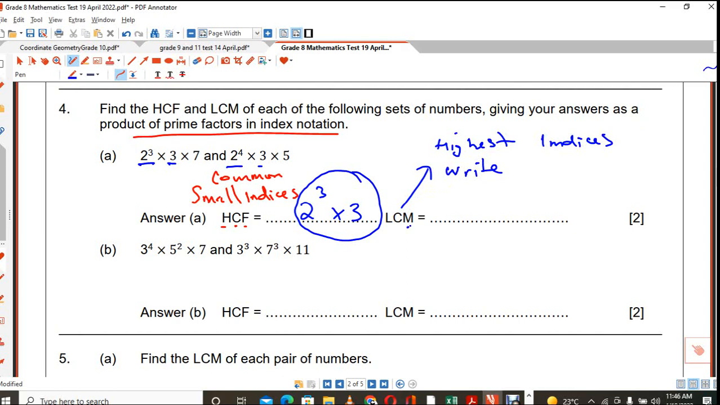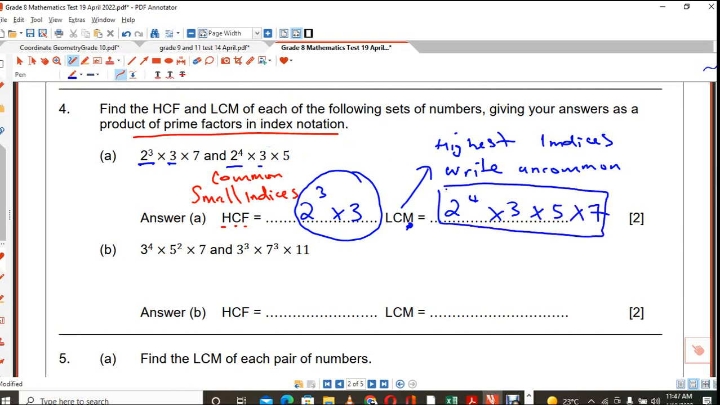Because it's multiple, you are looking for a very big number. Write the uncommon ones also. For example, 2 raised to the power 4 is big. Then you have times 3. So if there was a 3 squared, I would be writing 3 squared. Then I have others that are not there: times 5 times 7. This is all that you were supposed to do. That's a very horrible number, and I was not looking for the number.